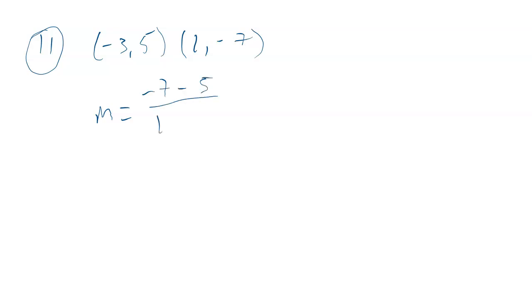A line passing through the points negative 3, 5, and 1, negative 7. Just find slope. Really basic algebra 1 skill. So I first find slope. I say negative 7 minus 5 over 1 plus 3. It'd be 1 minus negative 3, but I just kind of went in there. This would be negative 12 over 4, which is negative 3.